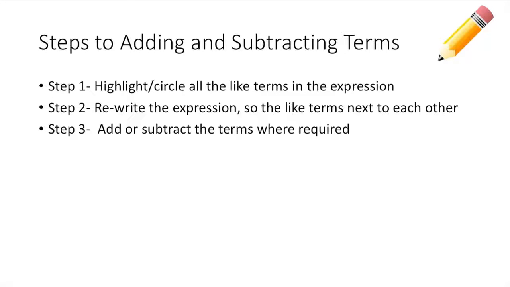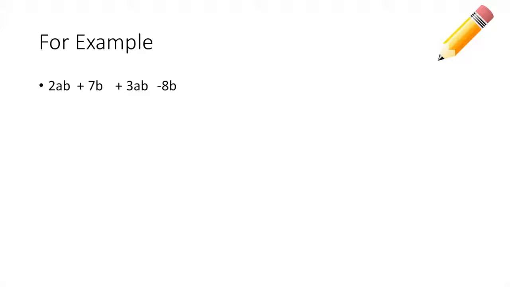So now I'm going to teach you how to add and subtract in algebra. Step 1, highlight or circle all the like terms in the expression. Step 2, rewrite the expression so the like terms are next to each other. By doing this, it will make it easier for yourself to add and subtract. Step 3, add or subtract the terms where required. So now I'm going to show you how you add and subtract in algebra.